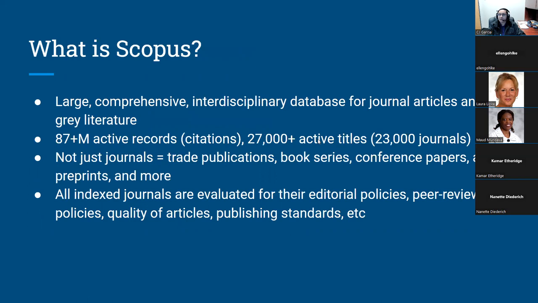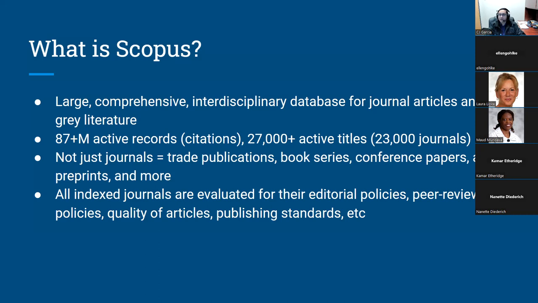And so, first of all, what is Scopus? Scopus is a large, comprehensive, interdisciplinary database for primarily journal articles, but also a lot of grey literature. And so, to give you an idea of its scope, it has over 87 million citations, which span across 27,000 active titles, 23,000 of which are peer-reviewed journals. But Scopus goes beyond just journals. And so, the other 4,000 or so includes trade magazines, books and book series, conference papers, preprints, and some other things. There's notes, letters, reports, and some other miscellaneous document types that have representation in Scopus as well.